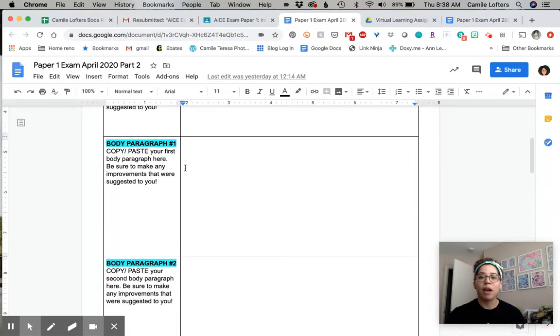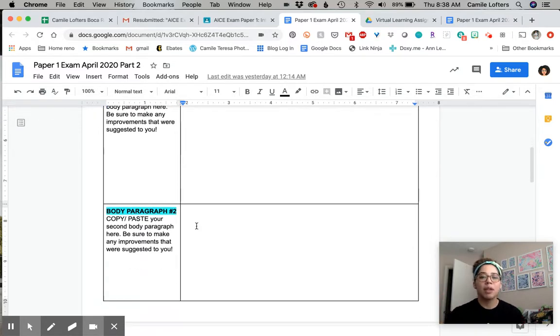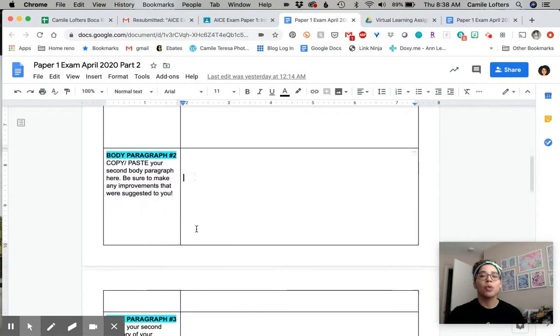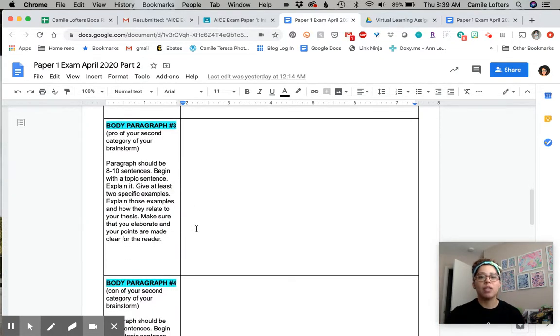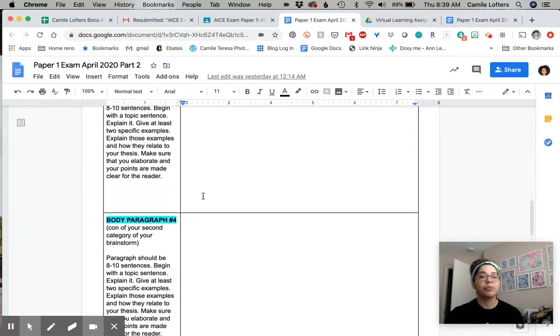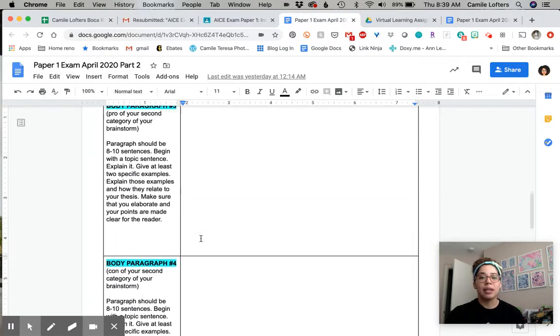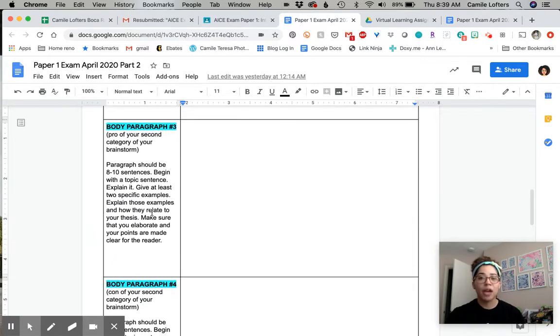Same thing for body paragraph number 1. Copy and paste it, make the changes you need to make. Same thing for body paragraph number 2. Copy and paste it, make the changes you need to make. What you are doing new on this document is writing body paragraph 3, body paragraph 4, and your conclusion, okay? I'm going to repeat something that is already said here in the directions because some people didn't read it. Body paragraphs 1 and 2 should be pro and con about the one topic. Body paragraphs 3 and 4 should be pro and con about your second topic.